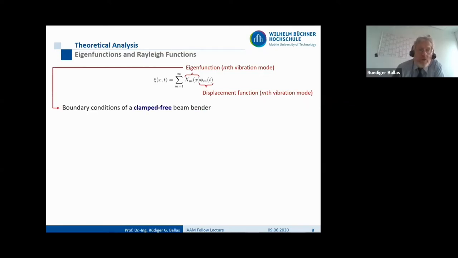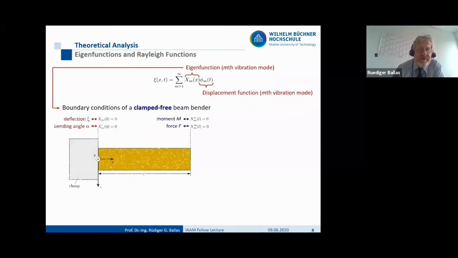Now, first of all, we have to define the boundary conditions of a clamped-free beam bender. It's very easy. You see it in the picture here. On the left side, where you see the clamp, the deflection equals zero. That means also that the mode X_m(0) is always zero for every mode. There is no movement. Also, the bending angle at the clamp side is always zero. The bending angle is defined by the first derivative of the mode.